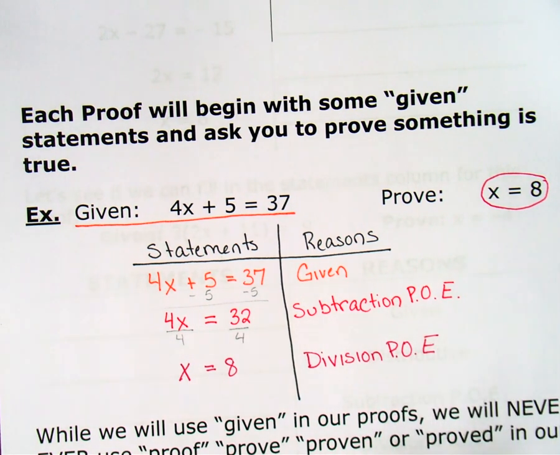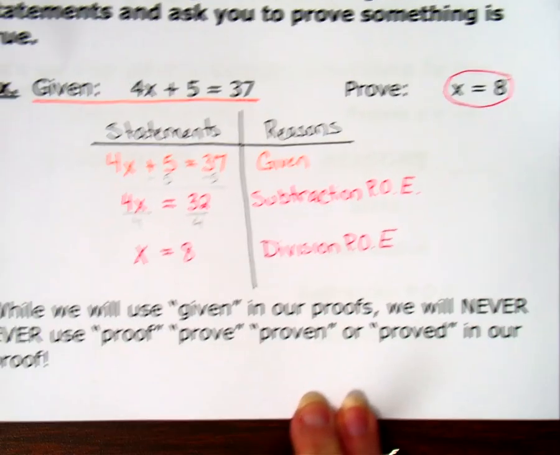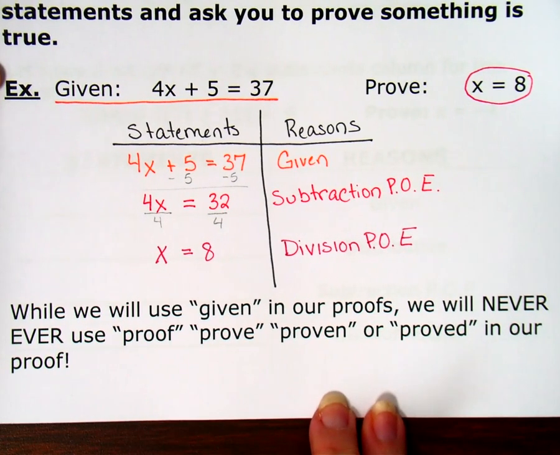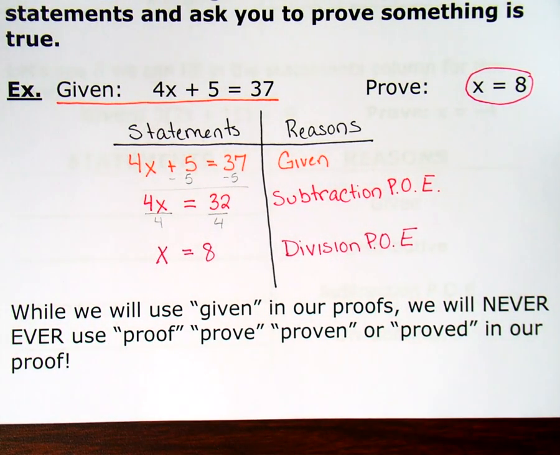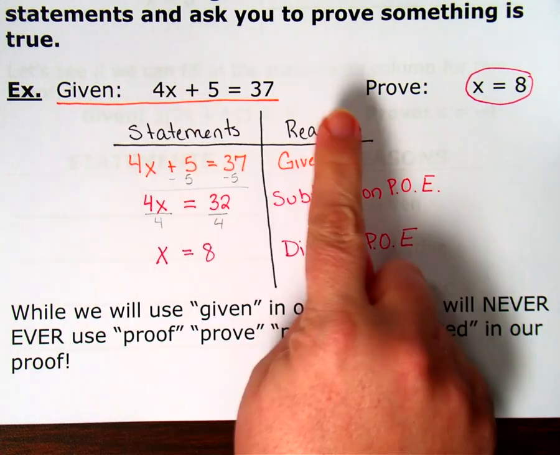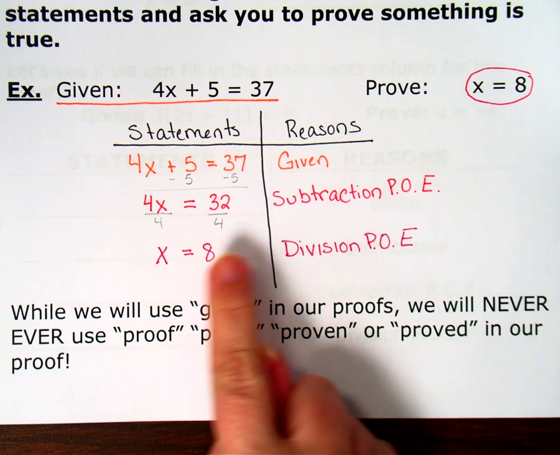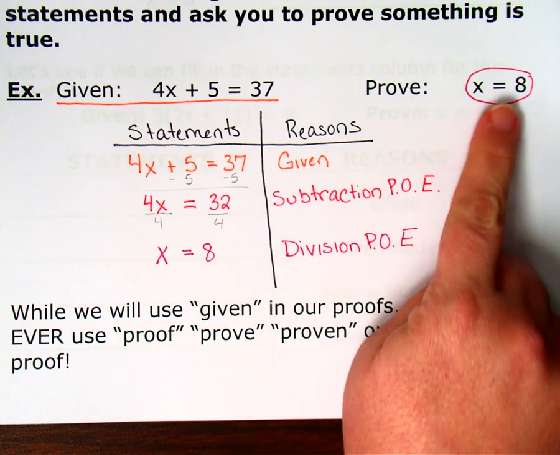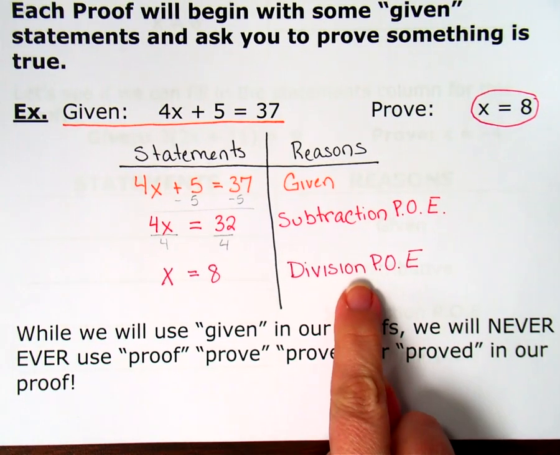Okay? So while we will use given in our proofs, we will never, ever use the word proof, prove, proven, proved, or any sort of version of the word proof. You will see the given. You will never see the word proof. Now, your last step should always match what you're trying to prove, but it will not have a reason of proof.